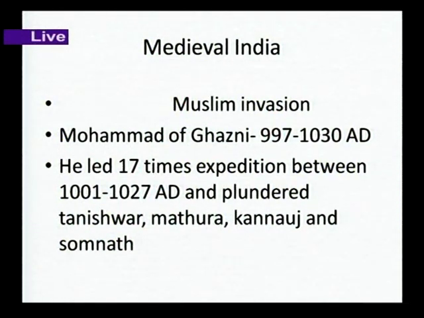The first we have is Muhammad Ghazni. Muhammad Ghazni entered into our country in 997 to 1030 AD. He fought many times to enter into our country. He led around 17 expeditions between 1001 and 1027 AD, and he plundered the economy of our country, places like Thaneshwar, Mathura, Kannauj and Somnath. From these places, he plundered the wealth of our country and he went away to his place.